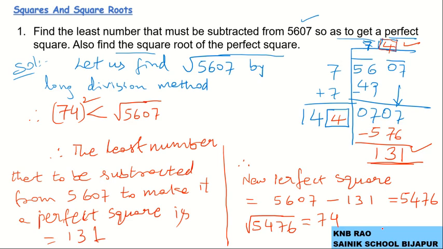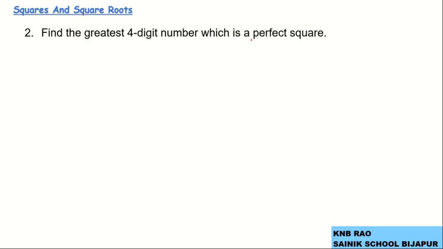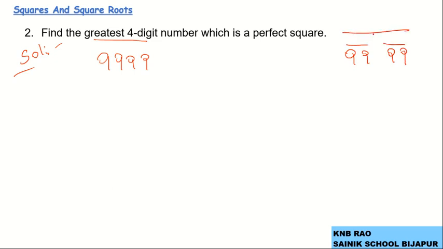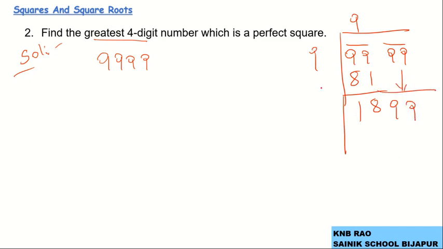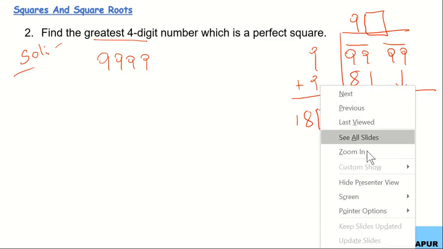Students, next question number 2 I have already solved for you. Similarly, here also the greatest 4-digit number is 9999, and the moment you do the long division method for this, 9 nines are 81 and 18 is carried and brought down, adding 9 to this gives 18 and a box here, and next I will change the color.